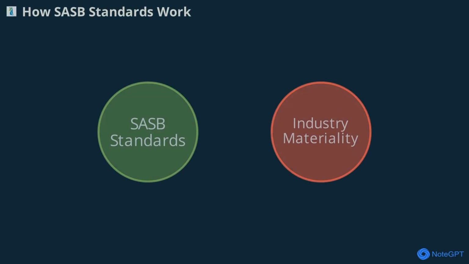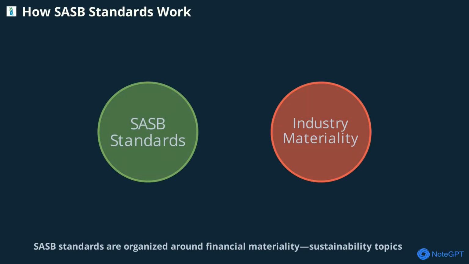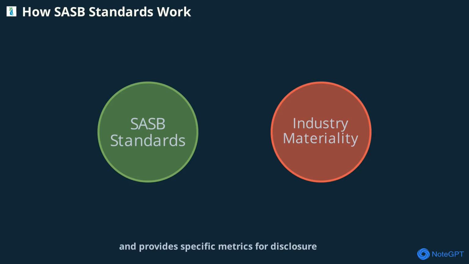SASB standards are organized around financial materiality, sustainability topics likely to impact financial performance in each industry. Each standard identifies 3-8 material topics and provides specific metrics for disclosure. This specificity allows companies to focus their ESG efforts on the issues that drive value and manage risk in their sector.